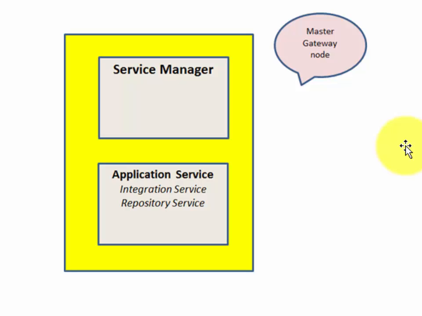In this setup, the single node behaves as master gateway node. So this node performs domain related activity as well as it runs different application services. If the node is down, then Informatica services will not be available.